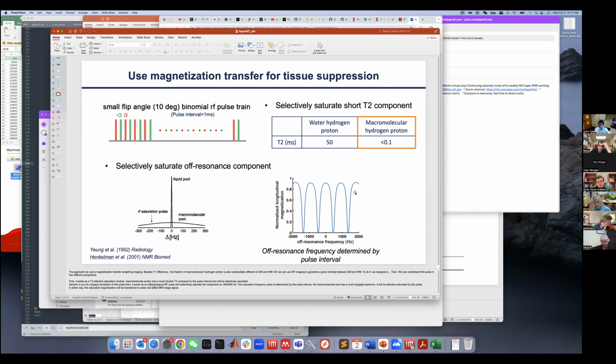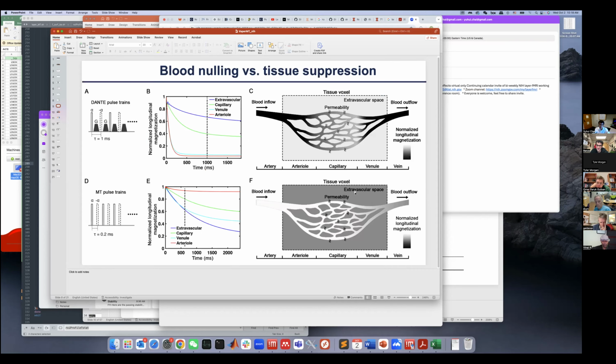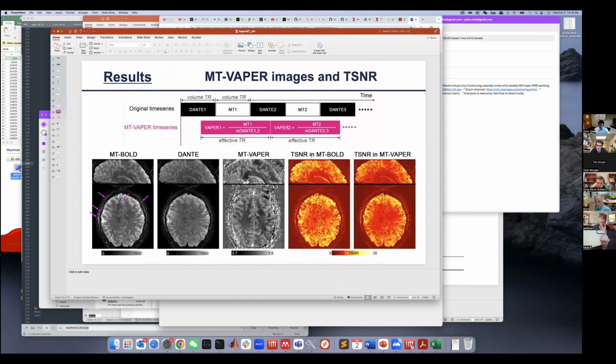So if you apply the Dante, Dante itself has a lot of saturation bands within your tissue signal. So if something flows, it will suppress it. It's not a selective saturation at some off-resonance frequency, so it's different compared to the MT binomial pulse. It's a global suppression. It will generate some, I would say, T1 effects.